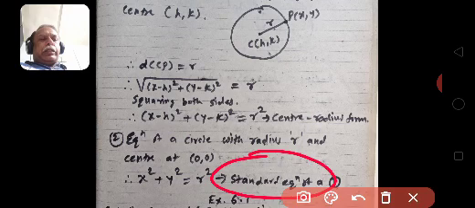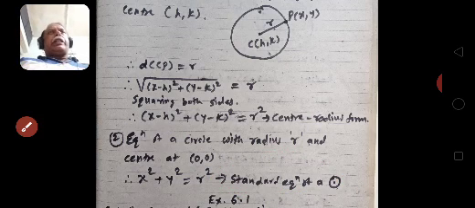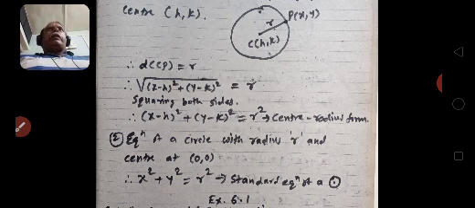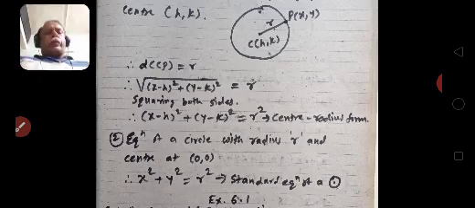That means if we know the center and the radius of the circle, we can derive the equation of circle by using center radius form: (x minus h) whole square plus (y minus k) whole square is equal to R square. If the origin is the center of the circle, then x square plus y square is equal to R square, which is the standard form.